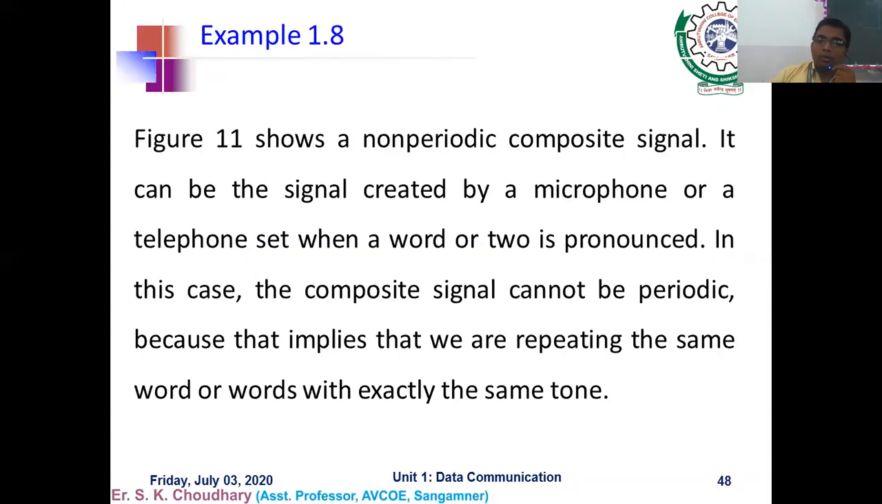So generally, what is a non-periodic composite signal? We can take the example of the microphone I am using now, or any telephone set, where any person would be continuously speaking words with varying tone. At that time no periodicity is maintained. It is a non-periodic signal. Sometimes its frequency would increase, sometimes decrease. So this is one example of a non-periodic composite signal.